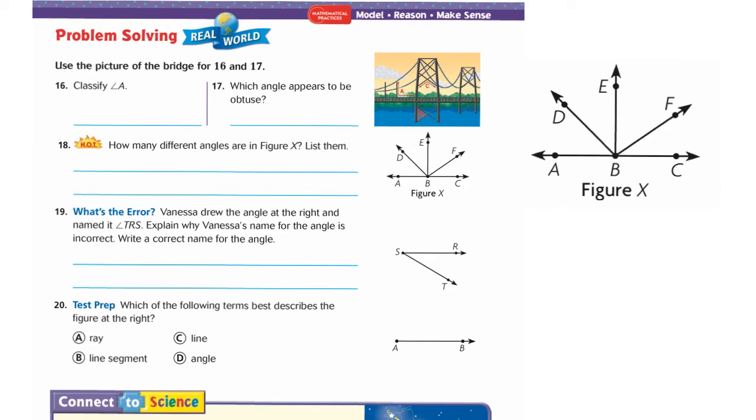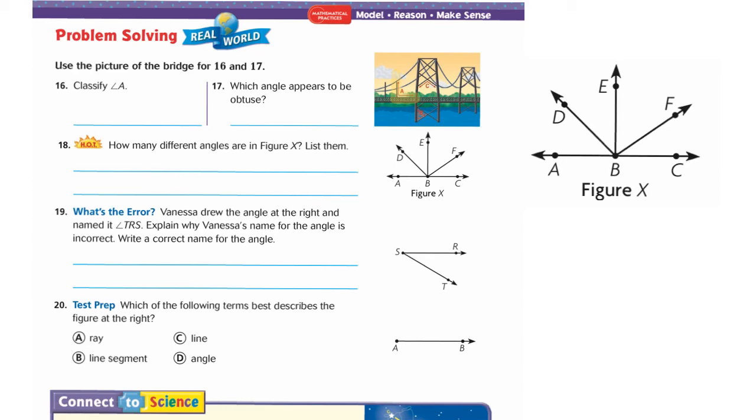So it says classify angle A. Classify meaning, is it a right angle, a straight angle, acute, obtuse? So I'm going to find angle A in my picture, and it looks like it is right here. Can you see me highlighting that? So angle A appears to me to be, I think to yourself, is it right, acute, straight?